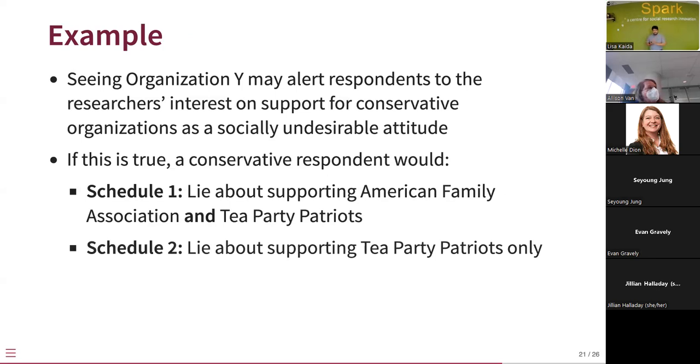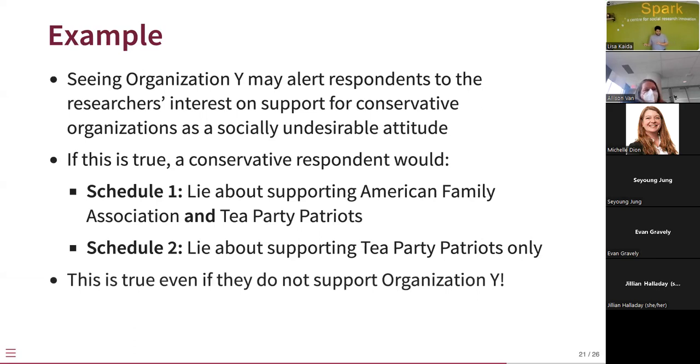I only get to lie about supporting the Tea Party Patriots in list B. I can lie about the American Family Association in list A, because I didn't know that the researcher cared about conservative organizations only until I got to see organization Y in this case. So this is the type of carryover design effect that I'm talking about. And what this slide is showing is that this difference in schedules is leading to different empirical patterns of what we observe. And one thing to know is that this is true even if people do not support organization Y.